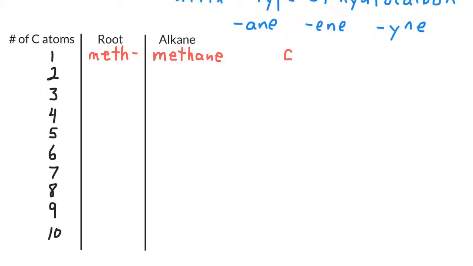To draw the structural formula of this molecule of methane, you would have 1 carbon. And remember, each carbon atom must have a total of 4 covalent bonds. So there are my 4 bonds, and I fill it in with hydrogens. So there's a molecule of methane, and its corresponding formula would be CH4.